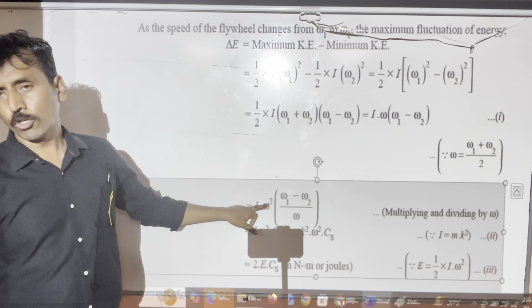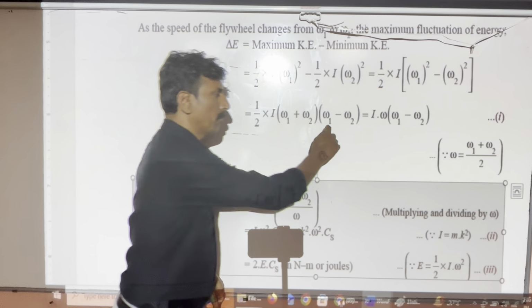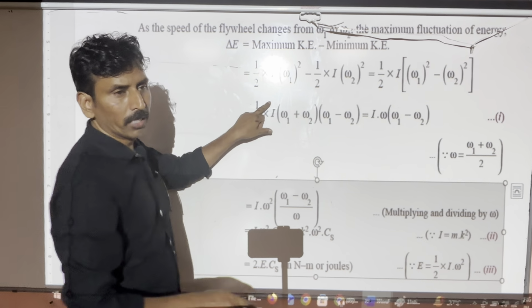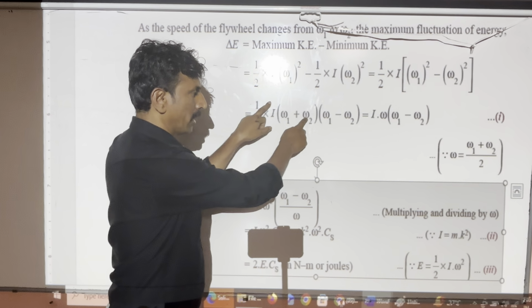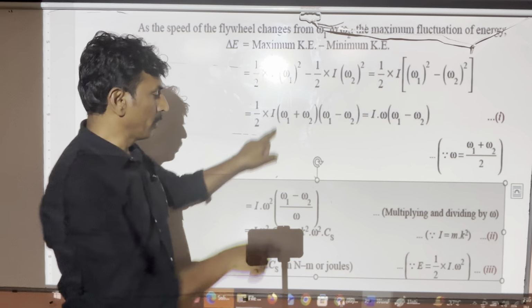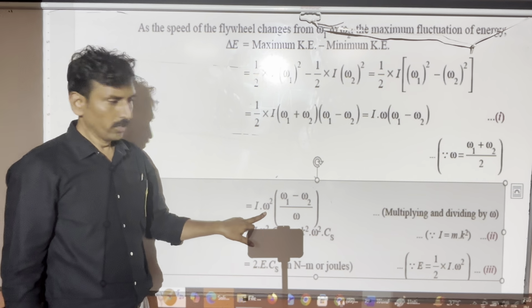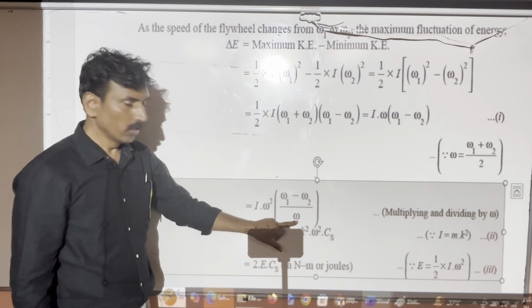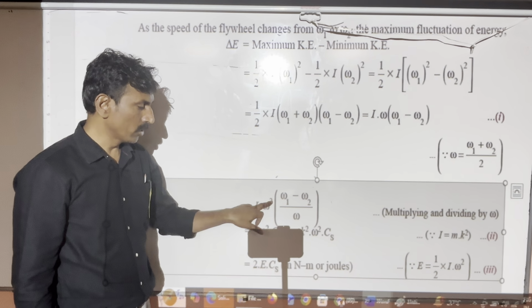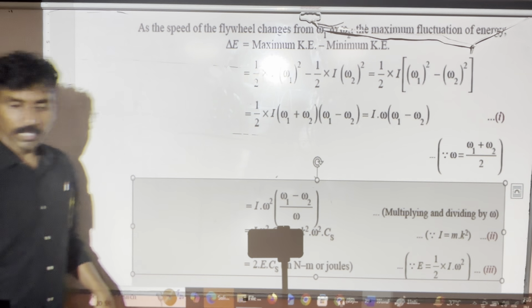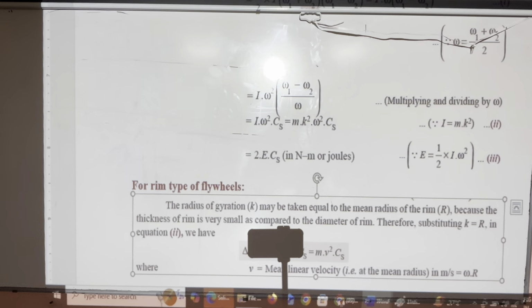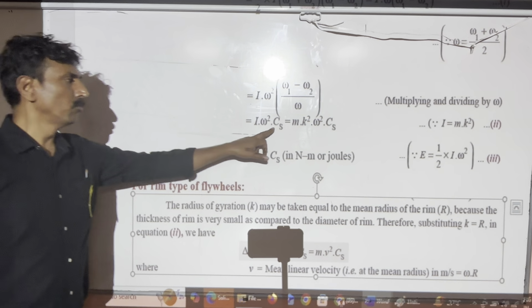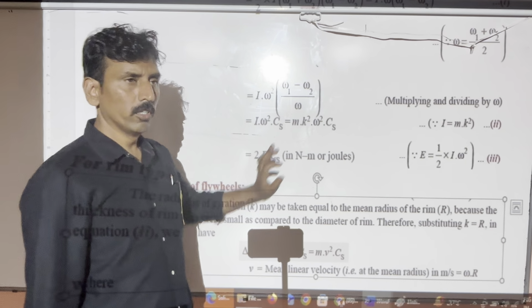So now are you getting this? Divide by omega and multiply by omega, one omega comes here. And for omega 1 plus omega 2 divided by 2, again one more omega comes, so that becomes omega square. So you add omega to compensate the square here. Then finally what you are left with is an important equation for solving numericals. You should know this equation. Most of the numericals are solved with this equation.